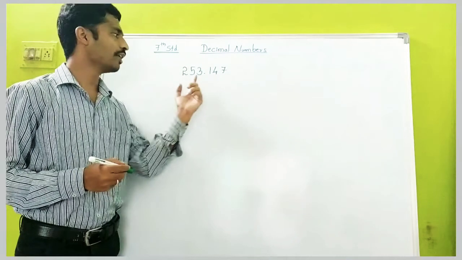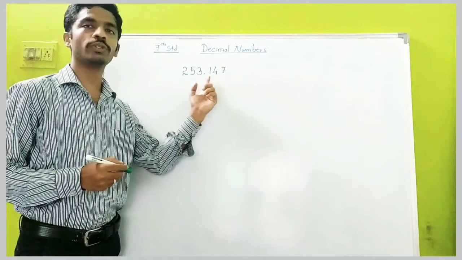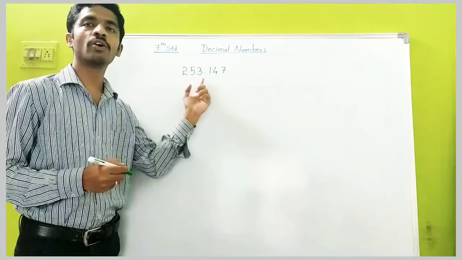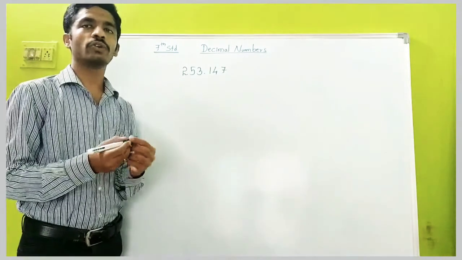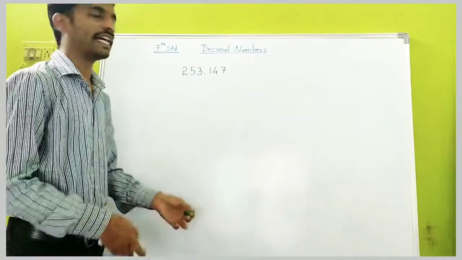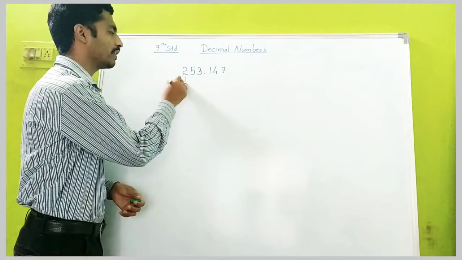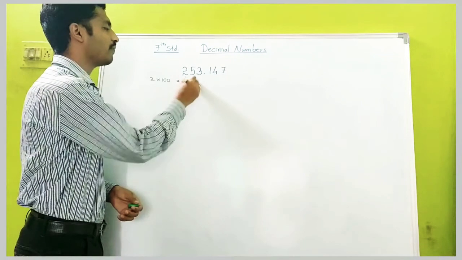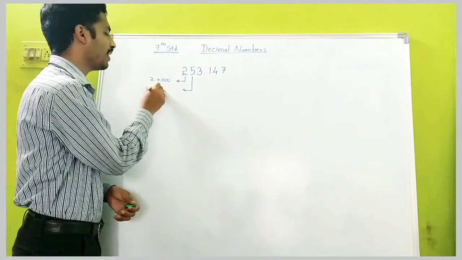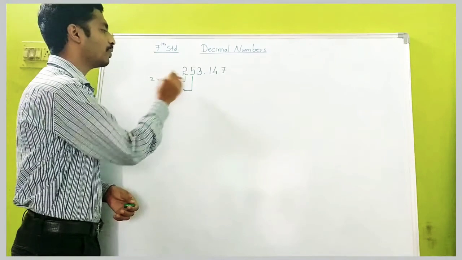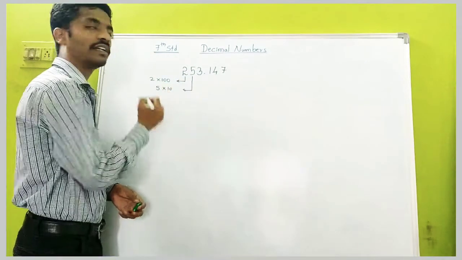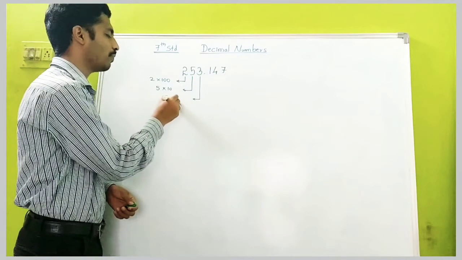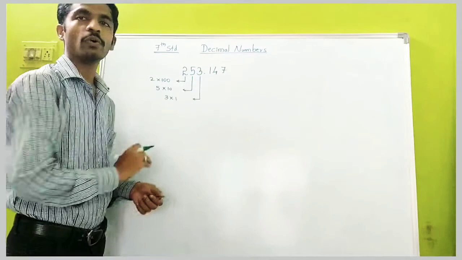253.147. After the point we should count the digits individually, like 1, 4, 7. It is not 147. If we expand this, 2 will give us 2 into 100 and 5 will be 5 into 10. Why? 2 is in the 100 place, 5 is in the 10 place, and 3 gives us 3 into 1 because it is in the ones place.